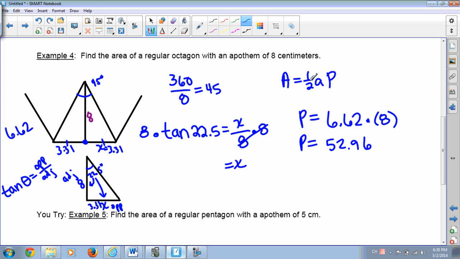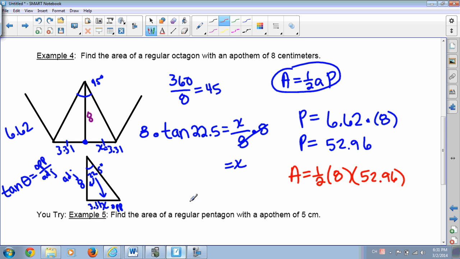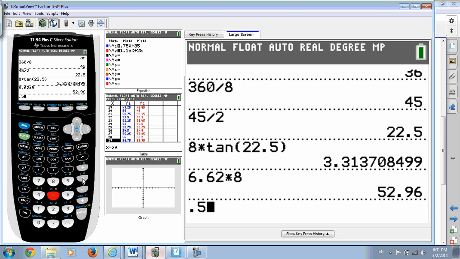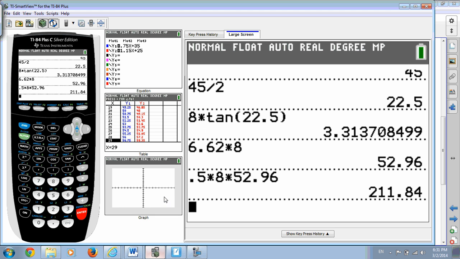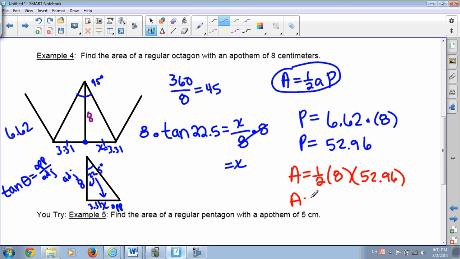So now we have everything we need to plug into our area formula. Area is equal to 1/2 of the apothem. Remember, our apothem was given to us, 8 centimeters, times our perimeter, which we now found was 52.96. Plug it in. 1/2 times 8 times 52.96. We have our area of our regular octagon, 211.84, and we're measuring in centimeters squared.